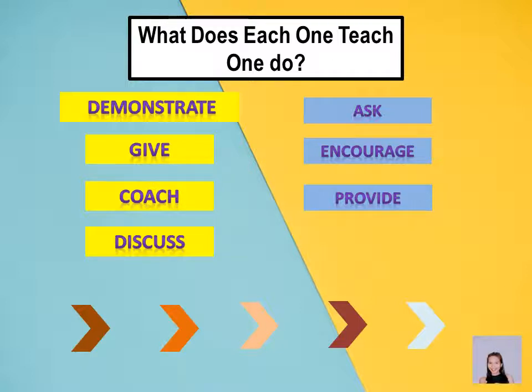With each one, teach one, expect to see learners first demonstrate a new skill. The learners will have an opportunity to show or discover their new learning skills. Second, give each other feedback about how well they are modeling the skill. Third, coach each other as they practice the new skill. Fourth, discuss what they have learned.